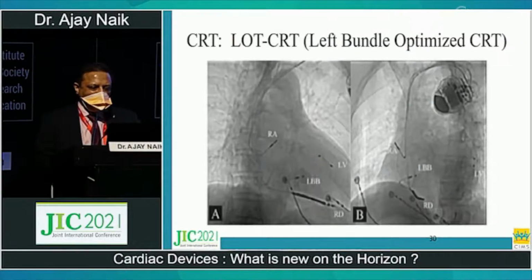Here, one lead is in the atrial appendage, one is in the LV, the third one is in the left bundle branch. So left bundle pacing, and there's a defibrillator lead in the apex. So this is left bundle optimized CRT, or LOT CRT. So this is new stuff that we are doing now. HOT CRT and LOT CRT. Now count the number of leads this patient has. 4 leads. And that can give rise to vascular problems, other issues.